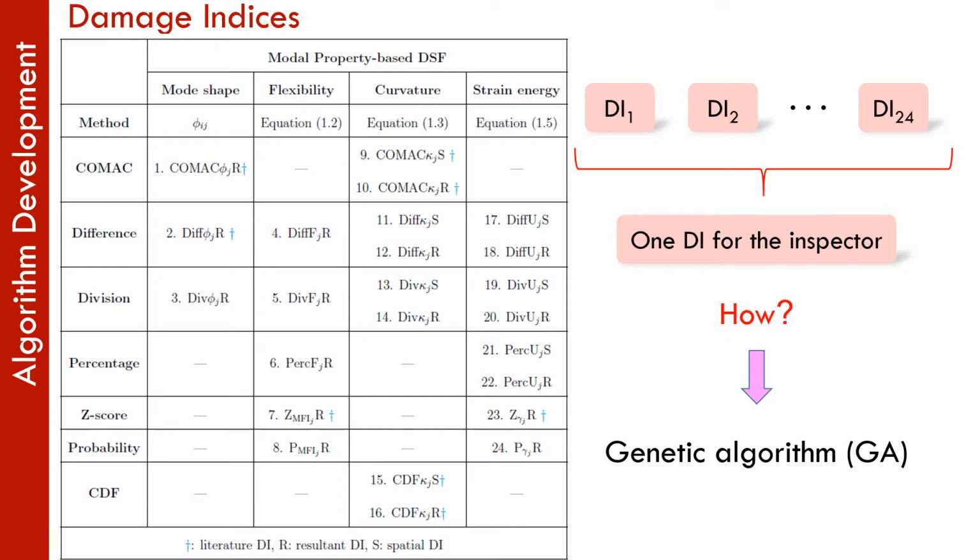How do we pick one damage indicator that works? Well, the genetic algorithm will decide for a specific structure which damage indicator or indicators works the best. That way we don't guess and assume one is going to fit all structures.